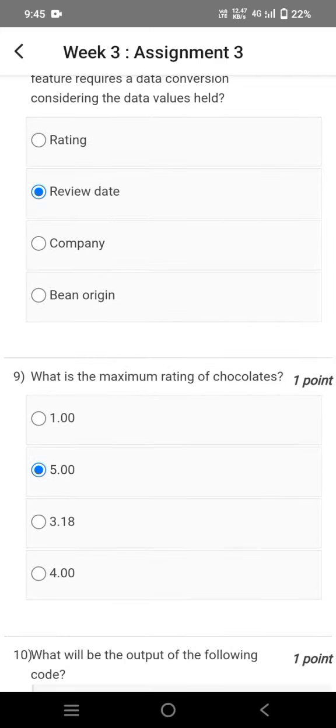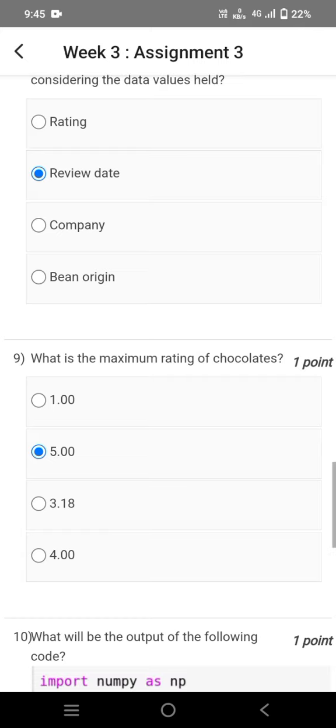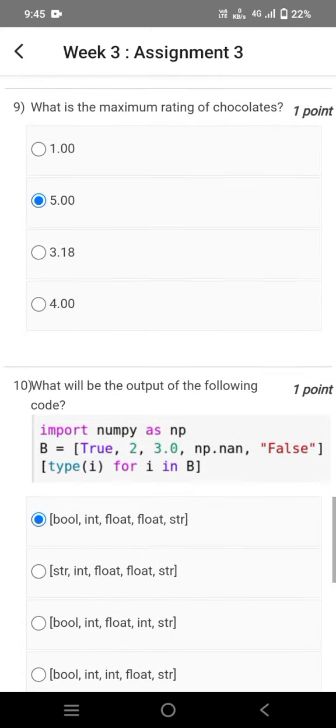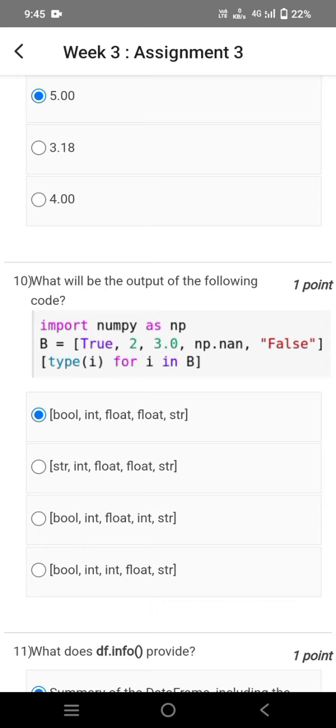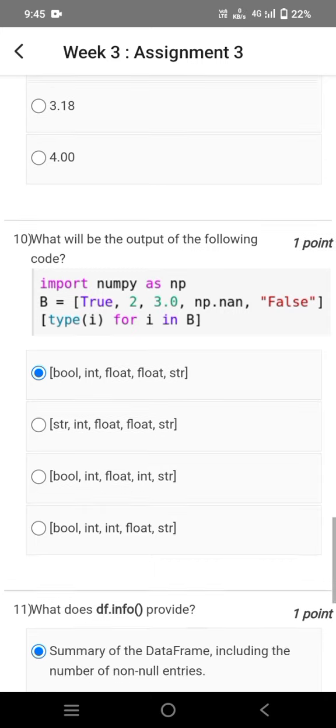Question 9. What is the maximum rating of the chocolates? Answer will be option B, that is 5. 5 is the maximum rating of the chocolates. Question 10. What will be the output of this code? Answer will be option A.